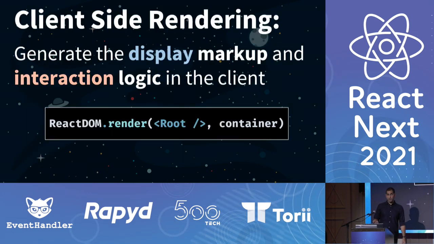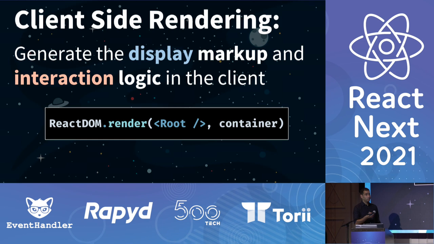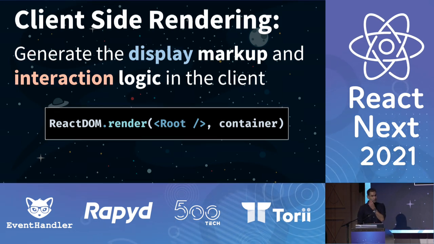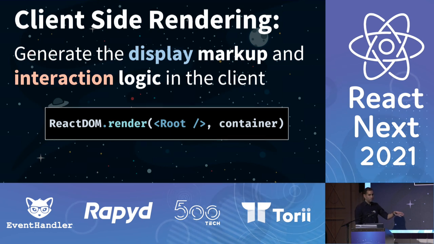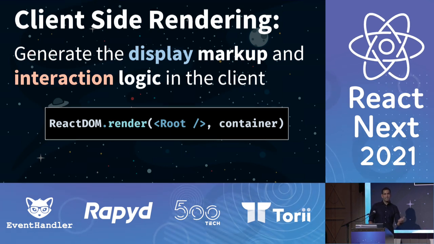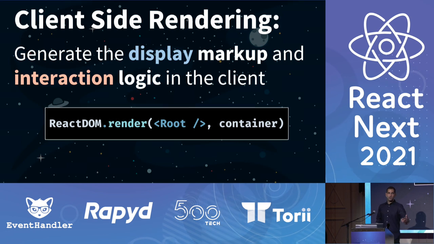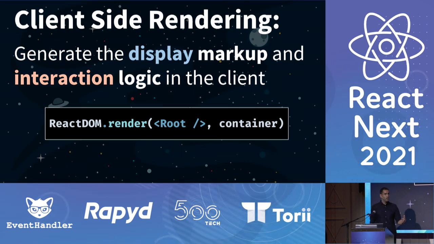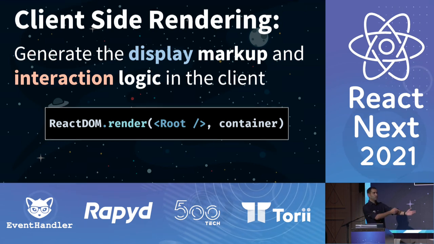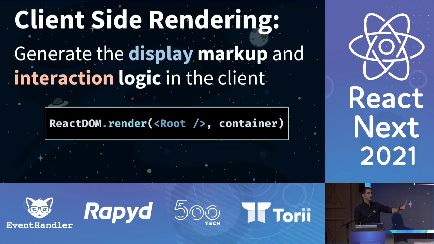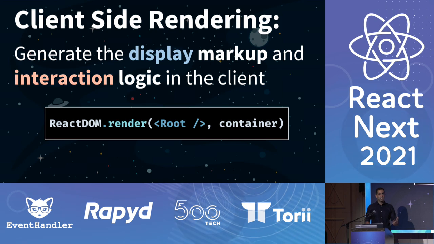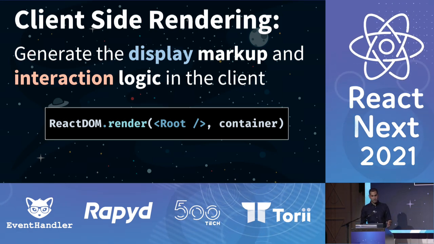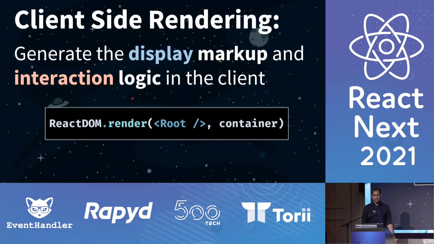In client-side rendering, which is a practice that I think in the last 10 years we started doing more and more, we generate the display markup and the interaction logic in the client. Because as end devices become much stronger and as network speeds become much faster, we can now send everything from the server to the client and have the client build everything. And this way we achieve more complex apps, we achieve better interactivity. This is what React does basically on the client.